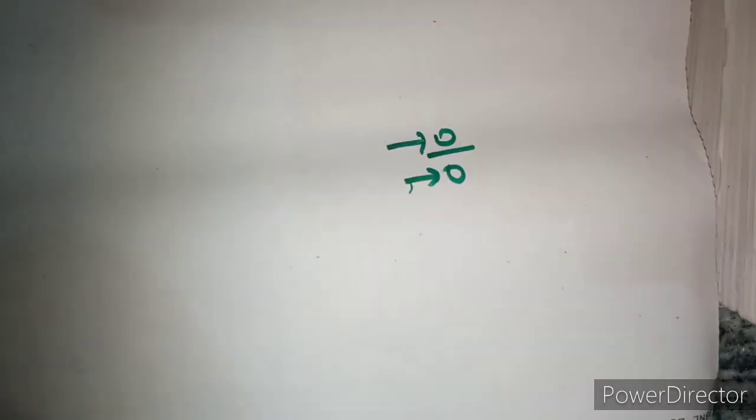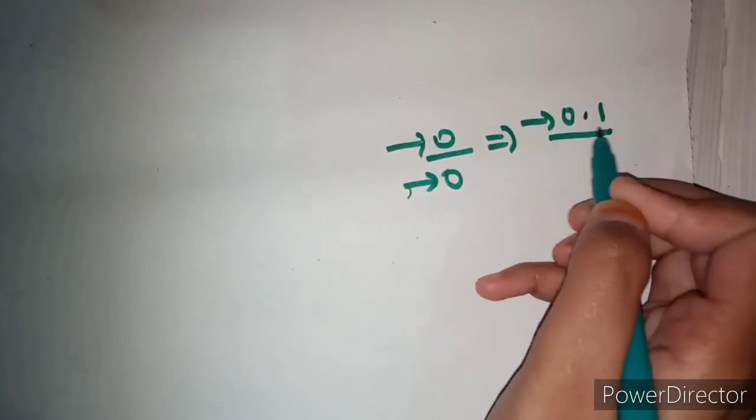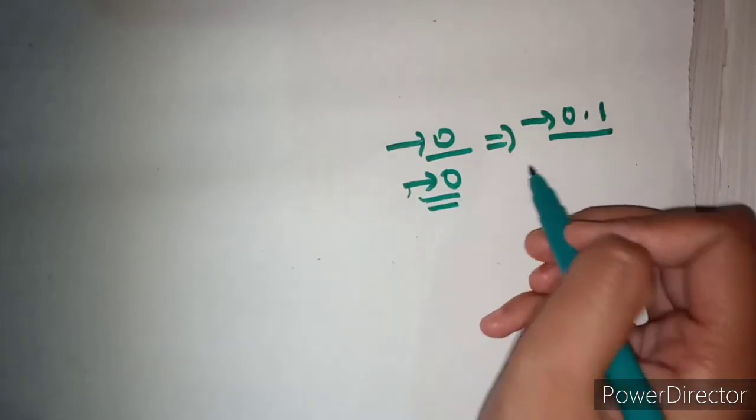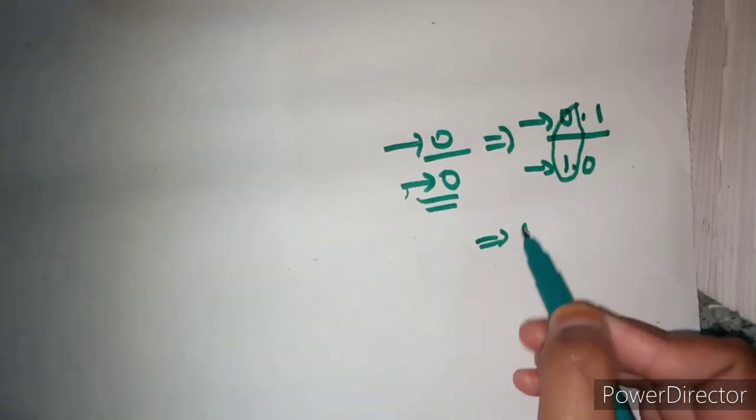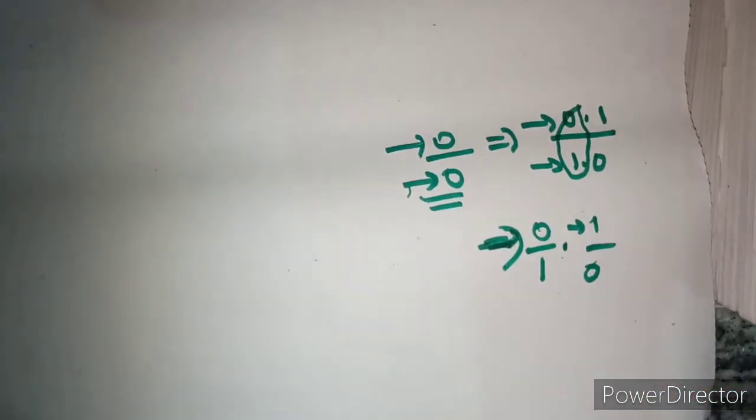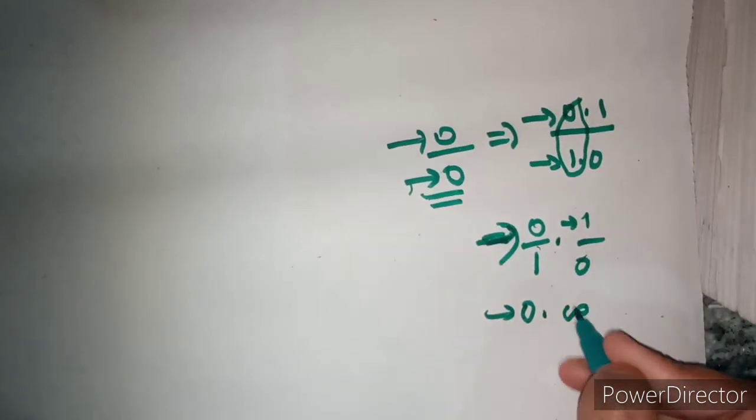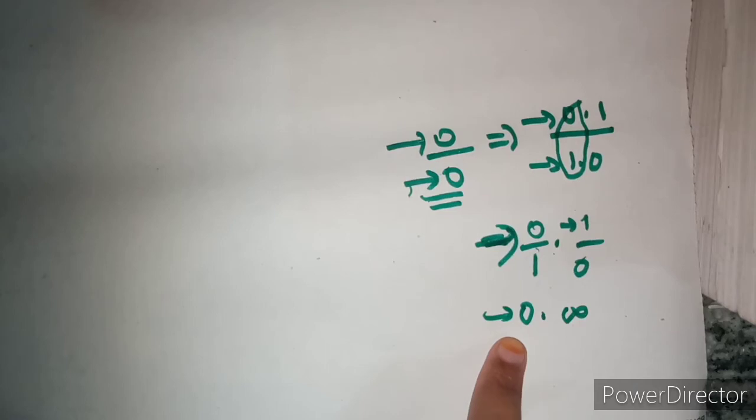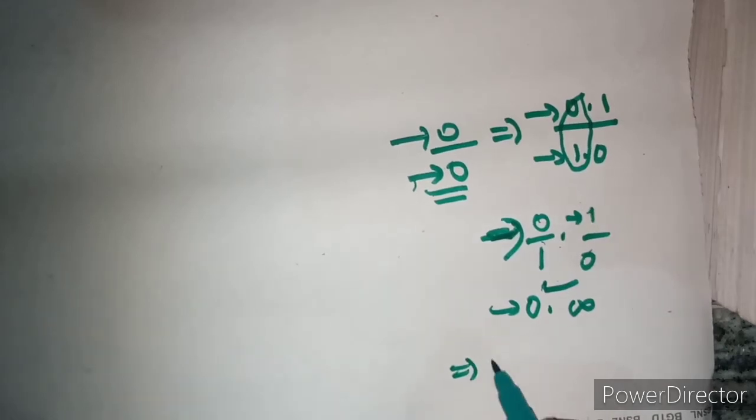And one more thing, this 0 by 0 form can also be written as, this 0 can be written as 0 into 1, right? And this denominator 0 can also be written as 1 into 0, right? Now I am separating these numbers: 0 by 1 into 1 by 0, okay. 0 by any real number is 0, right? 1 upon 0 is infinity. According to 0, 0 is a very small number such that if I multiply 0 with any number, I will get the answer 0, right?